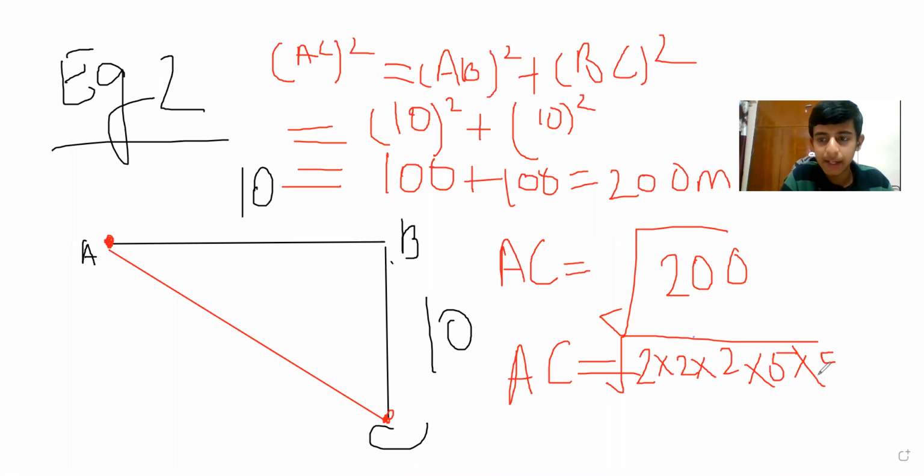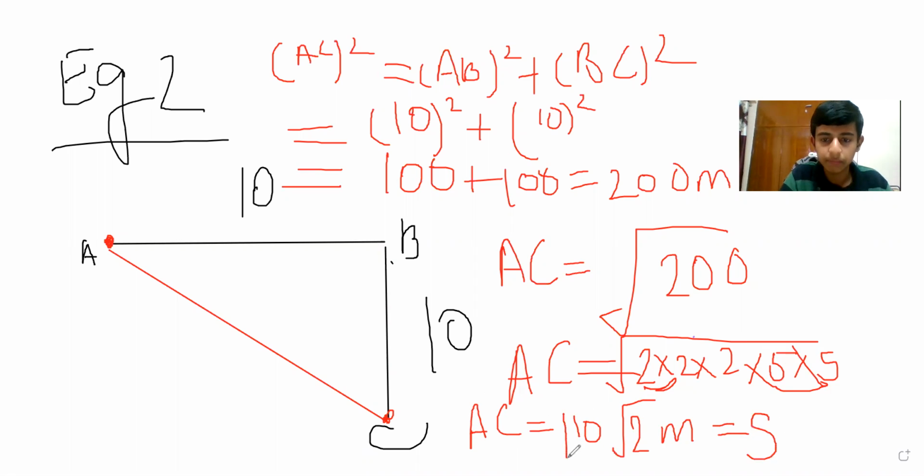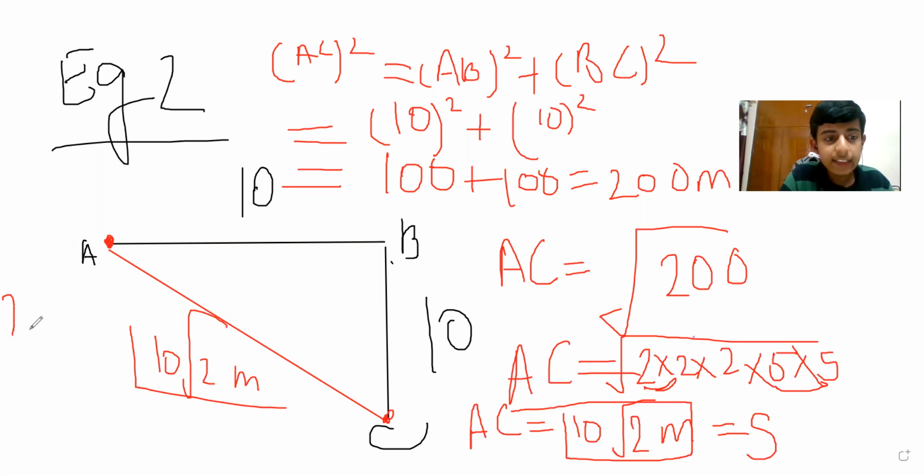Now you know normal mathematics. AC is going to be, so we have this 2, 2, a pair of 2, a pair of 5. So 2 into 5, 10, and one 2 is left, so 10 root 2 meter, which is equal to the displacement. Easy. This is 10 root 2 meter, and this is the displacement, and the distance is 20 meter. So example 2 also we have solved. Now let's move to the next example.